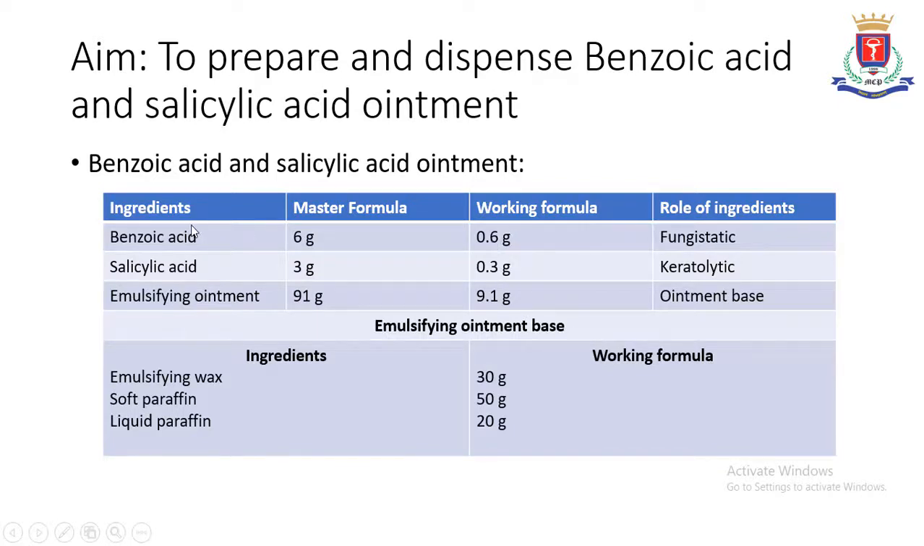Now the benzoic acid which we are using is a fungistatic agent. That is, it stops the growth of fungi. Static means stops, so fungal growth will be stopped. And salicylic acid is a keratolytic agent. So if there is an infection in the keratin layer present on the skin, that can be treated by using salicylic acid. And your emulsifying ointment will be the ointment base.